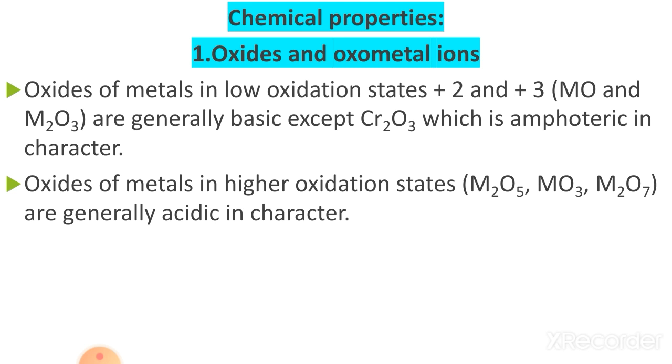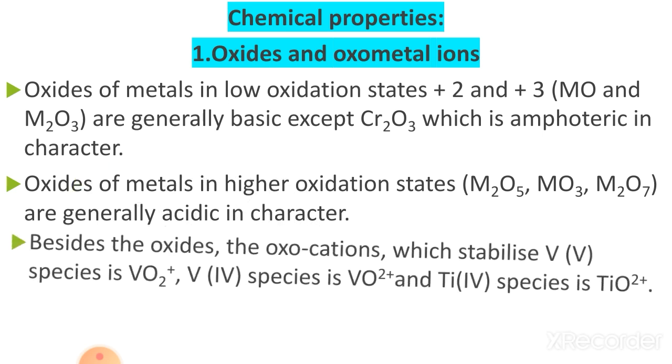So this is not a hard and fast rule, but generally you have to know that a lower value of oxidation state shows the basic nature, and a higher value of oxidation state in case of metal shows the acidic property also, and the intermediate oxidation states are generally amphoteric in nature.